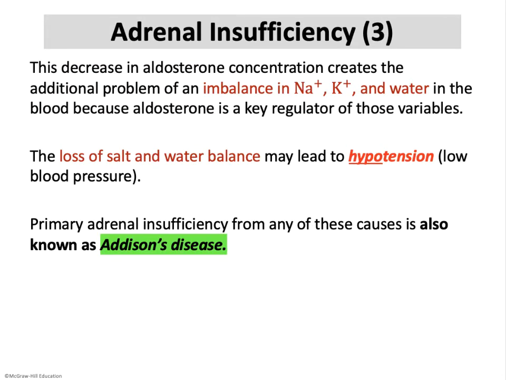The lack of aldosterone can lead to problems with imbalances in the electrolytes and water because of the effects of aldosterone on the kidney. This can in turn lead to hypotension, low blood pressure. So the symptoms can be compounded simply by a problem with the production of hormones from the adrenal complex. A physician would label all these symptoms as Addison's disease.